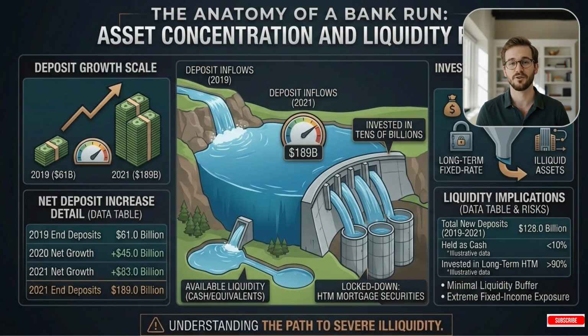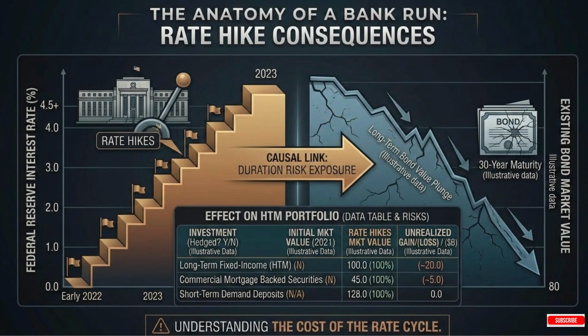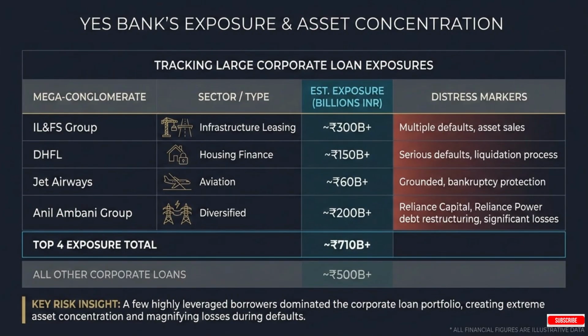Management chose to lock down over 90% of this cash into long-term, fixed-rate hold-to-maturity, or HTM, mortgage securities, creating extreme fixed-income exposure. The consequence of rate hikes was the causal link to duration risk. The Federal Reserve's aggressive rate increases caused the existing fixed-rate bond market value to plunge, leading to massive unrealized losses in SVB's HTM portfolio. Yes Bank's asset concentration risk involved its corporate loan exposure.